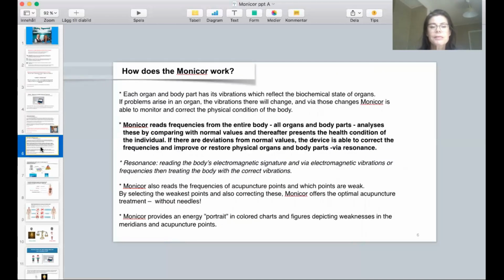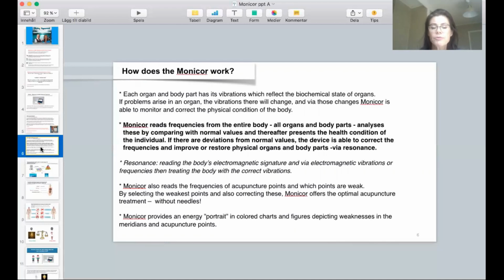So then how does the Monicor work? Well, as I'm sure you know by now, each organ and body part has its own vibrations, and these vibrations are reflected in the biochemical state of organs. So if you have a problem in an organ, the vibrations in that organ will change. And via those changes, Monicor is able to monitor and then correct the physical condition of the body.